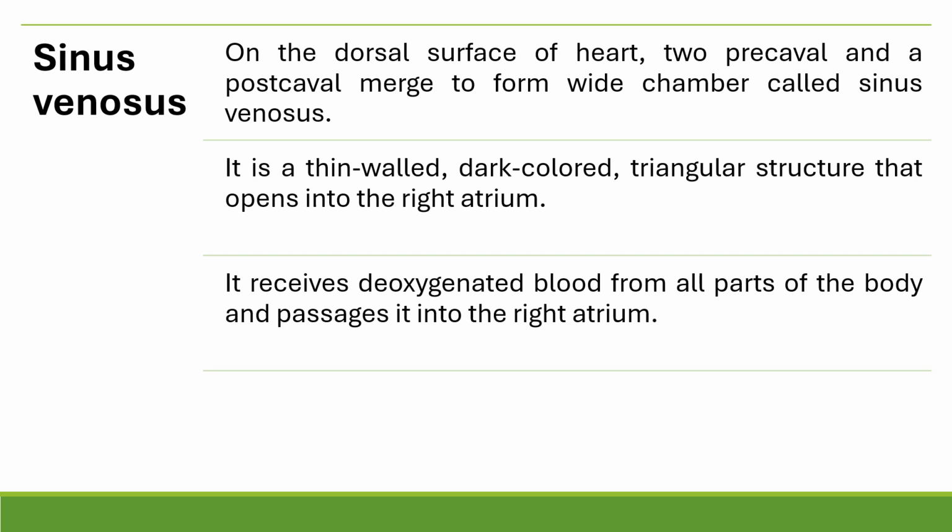On the dorsal surface of the heart, the two precavals and a postcaval merge to form a chamber called the sinus venosus. It is a thin-walled, dark-colored, triangular structure that opens into the right atrium. It receives deoxygenated blood from all parts of Rana's body and passes it into the right atrium.